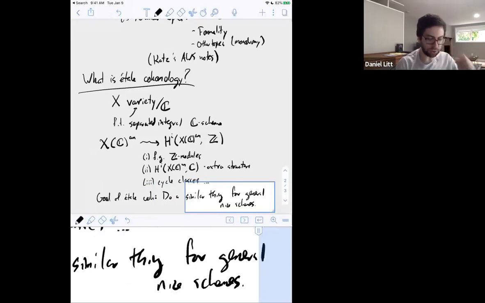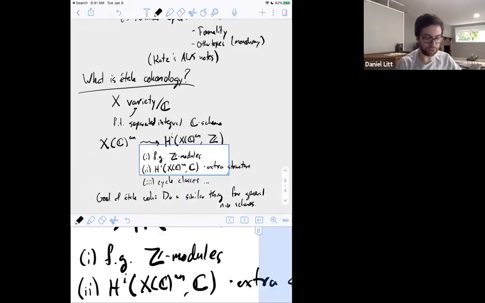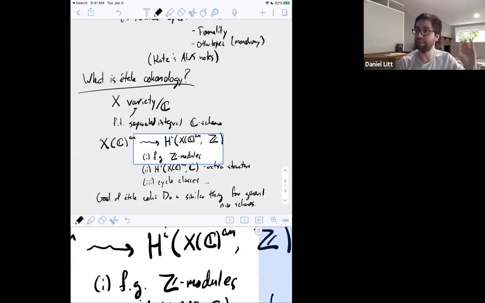Okay, so maybe it's worth noting, some of these properties are actually fairly special to complex varieties. For example, the fact that cohomology of a complex variety is a finitely generated abelian group, that's not true for a random topological space. That's a special feature of complex varieties. And similarly, étale cohomology will only behave well for reasonably nice schemes. It won't behave well for arbitrary schemes.